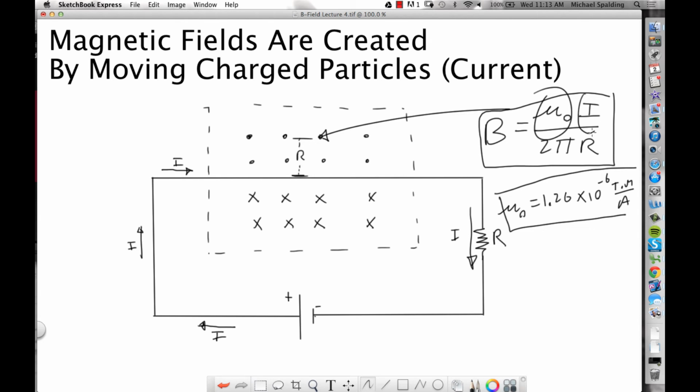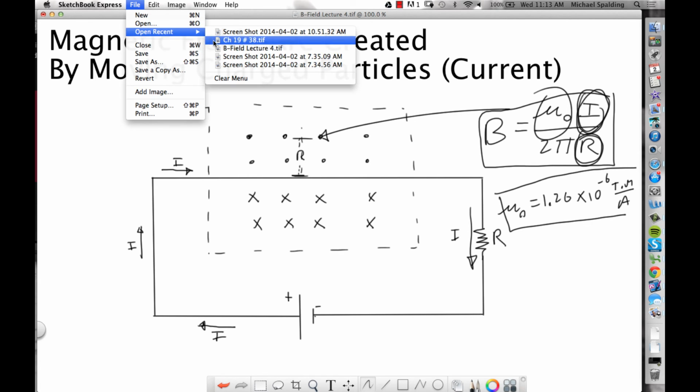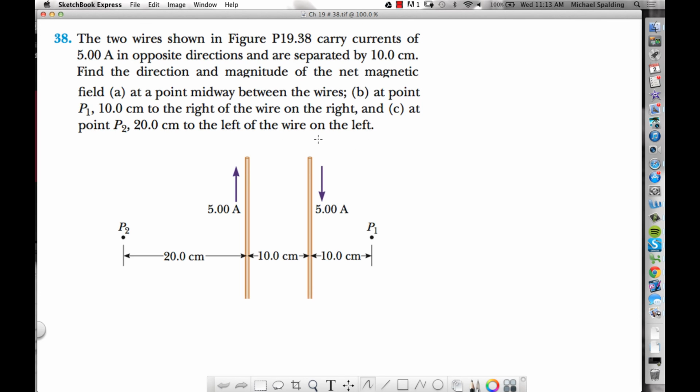So notice, if current gets bigger, what happens to magnetic field? It gets bigger. If r gets bigger, what happens to magnetic field? It gets smaller. The farther you are from the wire, the weaker the magnetic field. Okay? So this makes sense? Now, let's look at a problem real quickly. This is from your homework set.